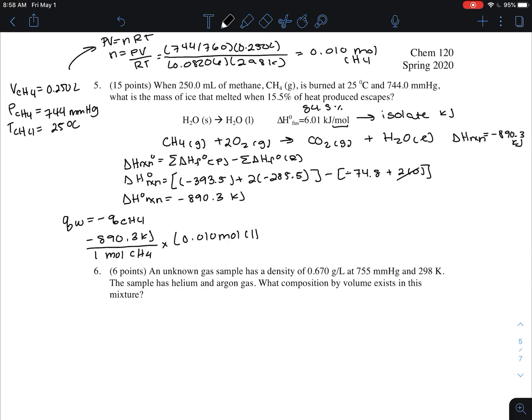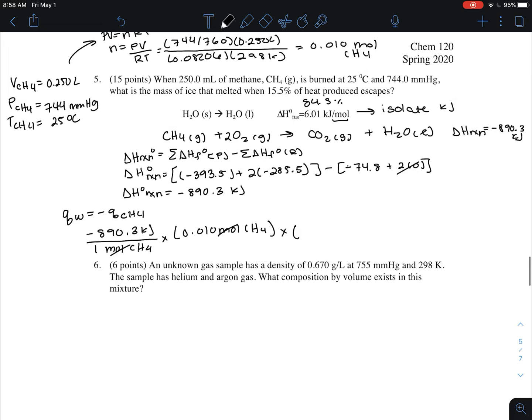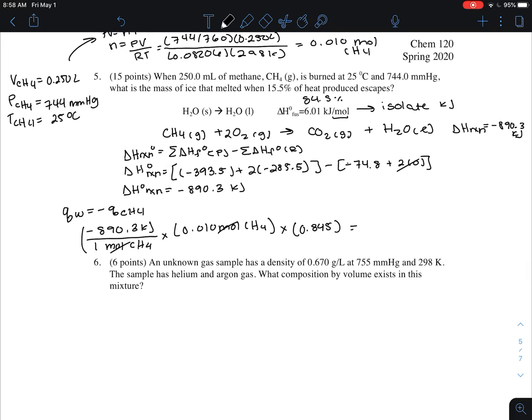So we solved for the moles, we solved for the heat of methane combustion. So now if I multiply this by my moles, I can find just my heat. But I'm not done yet because it's not 100% of that heat. It was only 84.5%. So then I multiply this by 0.845 to account for just the amount of heat that actually formed my water. And that comes out to be, the negatives cancel out because there's a negative already, 7.52 kilojoules. So that's the amount of heat that actually made the water.